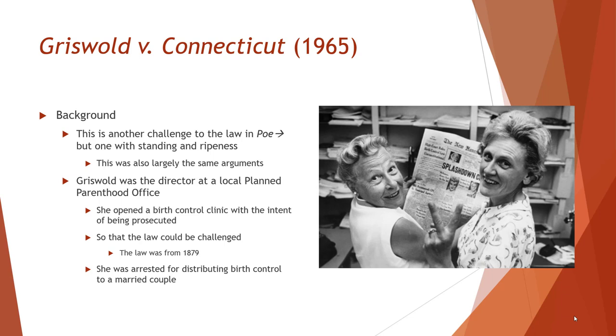So remember the problem was that in that decision it was 5-4, and Justice Harlan leaves the court in 1962 and is replaced by Arthur Goldberg. So you have a little bit of change in composition of the court since then.